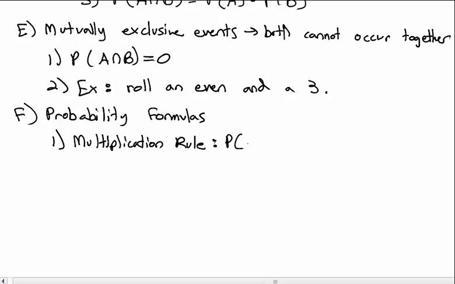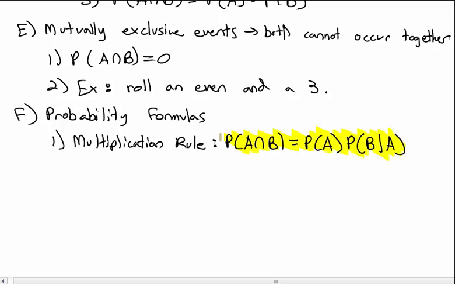The multiplication rule says the probability of A and B, the probability of both events happening, is the probability of the first event times the probability of the second event given the first event has already occurred. This is an important formula for us. The probability of two events happening is we multiply their probabilities given the first one already occurred.